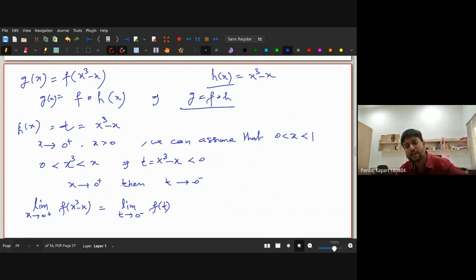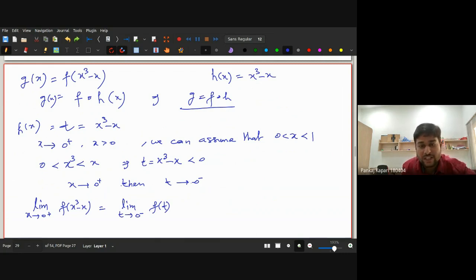This limit we have already taken. Now we are taking the limit of f. But we have to see from where these variables are going to 0, from the right hand side or from the left hand side. So in this case, the limit of h is 0 when x goes to 0, but this limiting thing is happening from the left hand side.